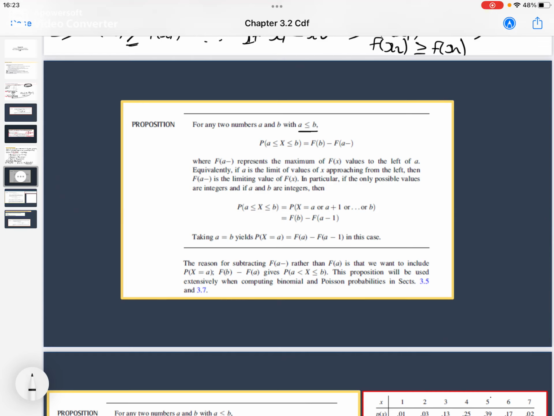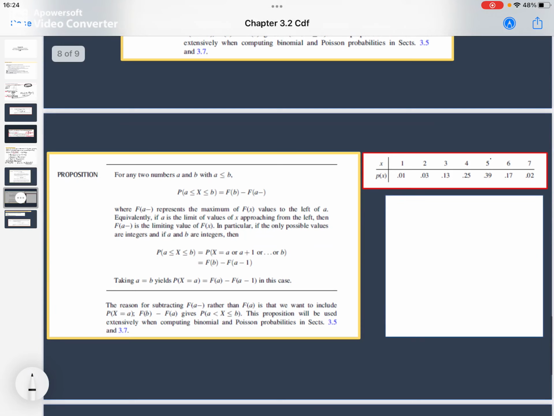Equivalently, if a is the limit of values of x approaching from the left, then f of a minus is the limiting value of our CDF F_X. So if you have possible values that are only integers, a, a plus 1, a plus 2, a plus 3, a plus 4 up until some maximum value b, then the probability that x is between a and b, including a and including b, is equal to the probability of x being less than or equal to b minus the probability of x being less than or equal to a minus 1.